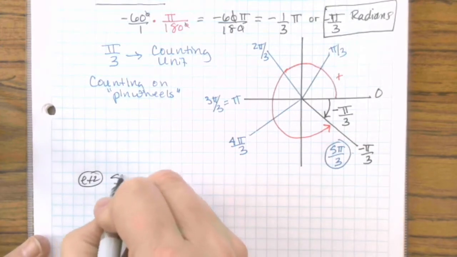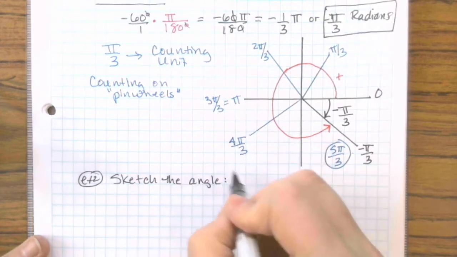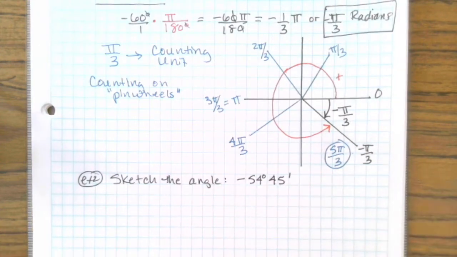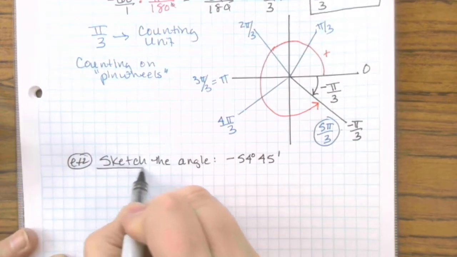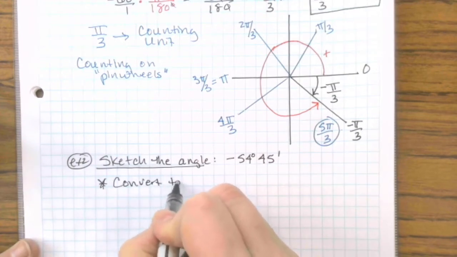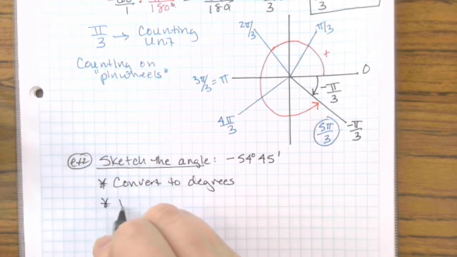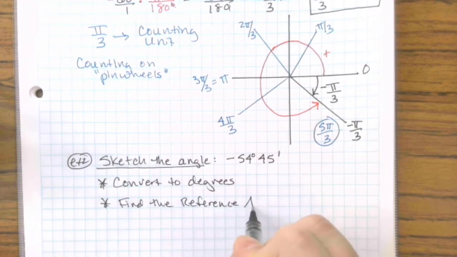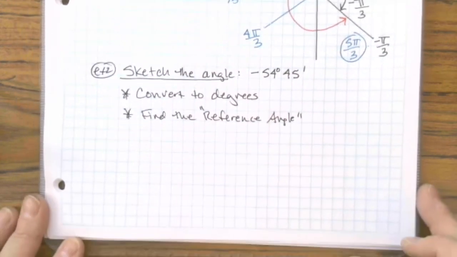All right, example 2. Let's say one of your questions is going to say, sketch the angle negative 54 degrees, 45 minutes. Okay, so in order to sketch the angle accurately, you need to do two things. Convert to degrees, and typically you will need to find the reference angle. Find the reference angle.